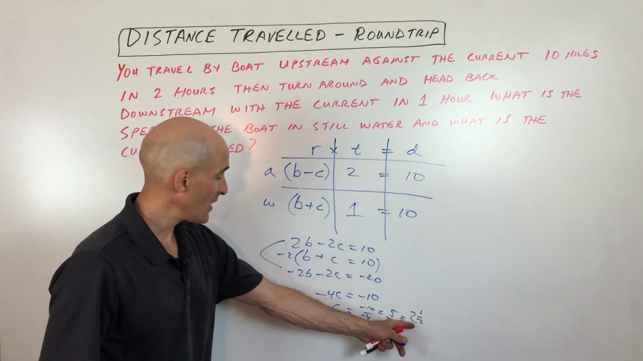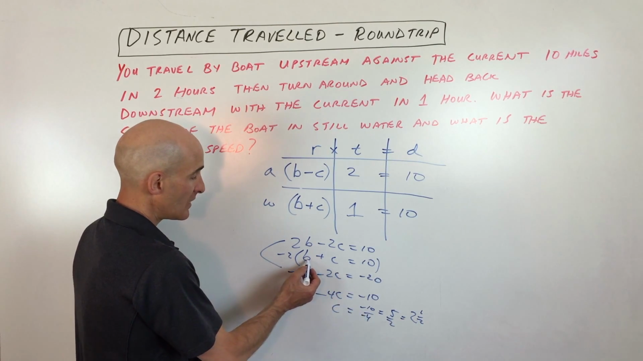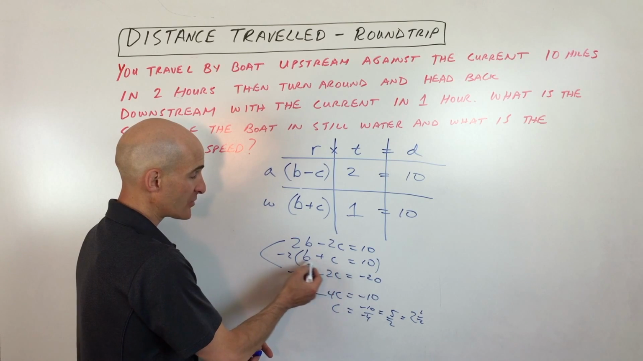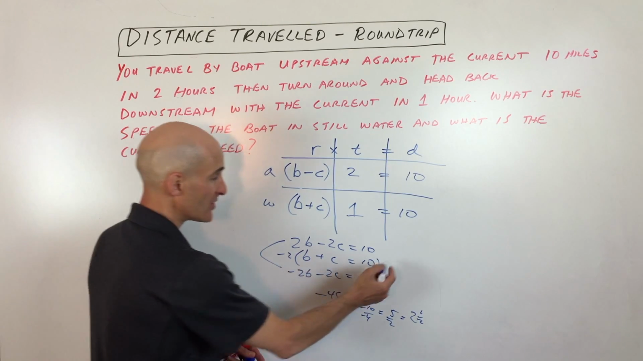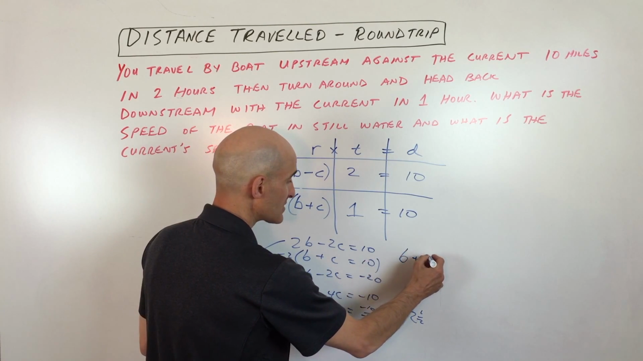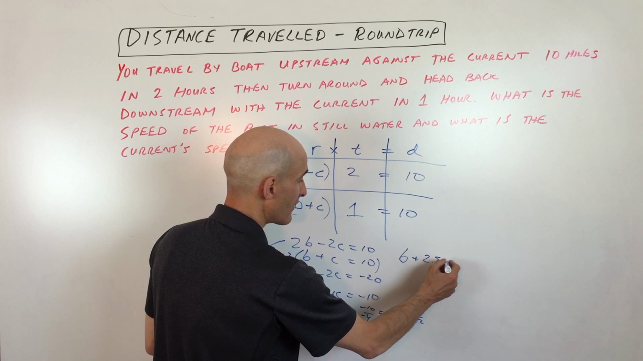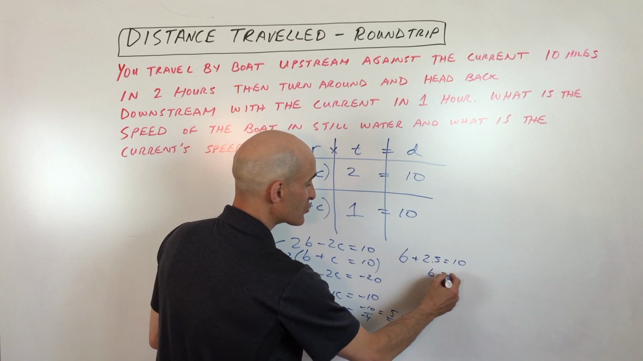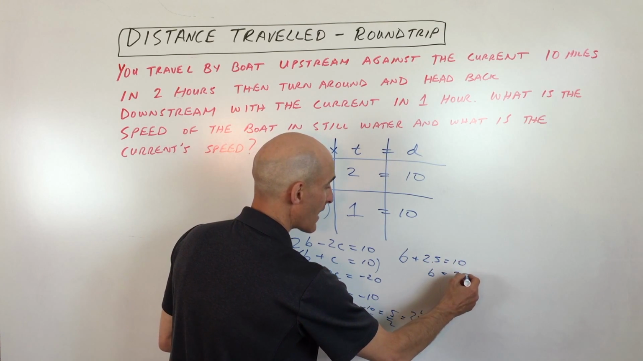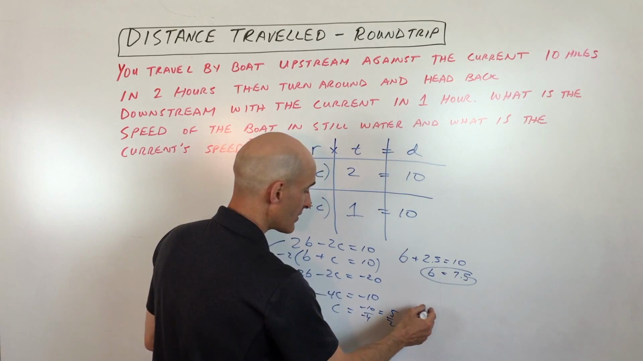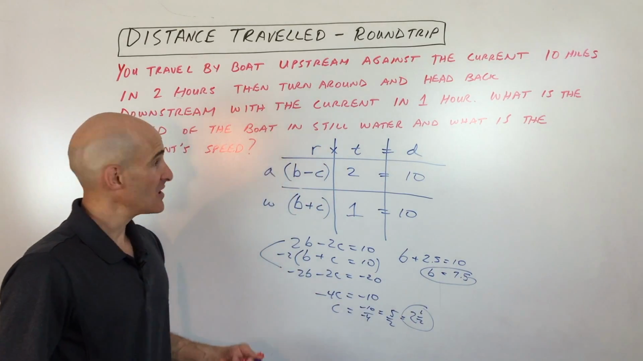Now, if you take that 2.5, you put it back into any one of these equations for C, I'll just put it into this one here since it's the simplest. We have B plus the current, which is 2.5, equals 10. If we subtract, we get the boat speed is 7.5 miles per hour. So that's it. Pretty easy, right?